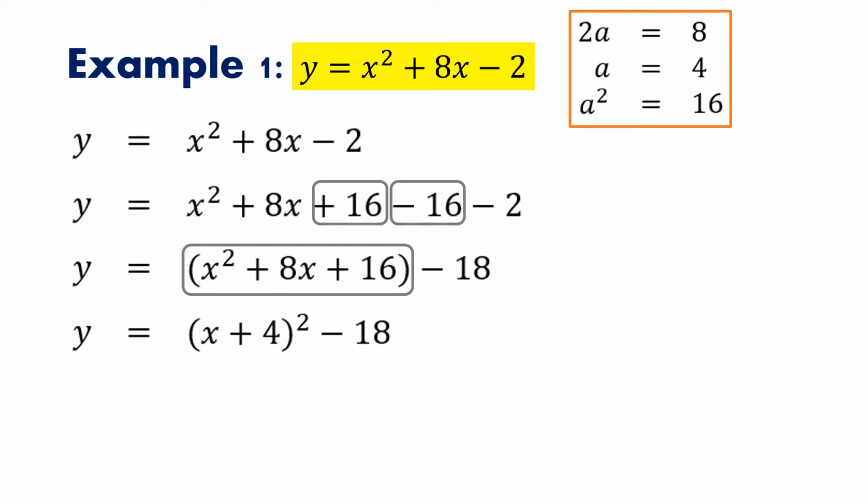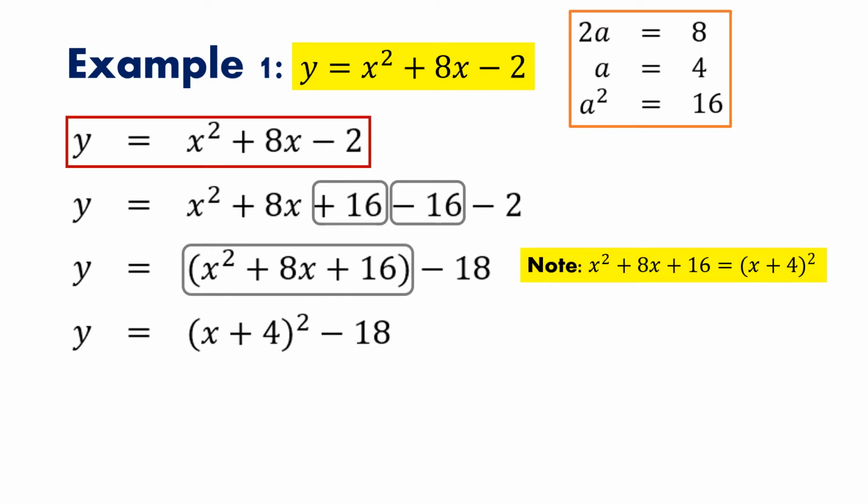Note that x squared plus 8x plus 16 is a perfect square, and this can be factored as the quantity x plus 4 to the second power. So, y equals x squared plus 8x minus 2 can be written as y equals the quantity x plus 4 to the second power minus 18.